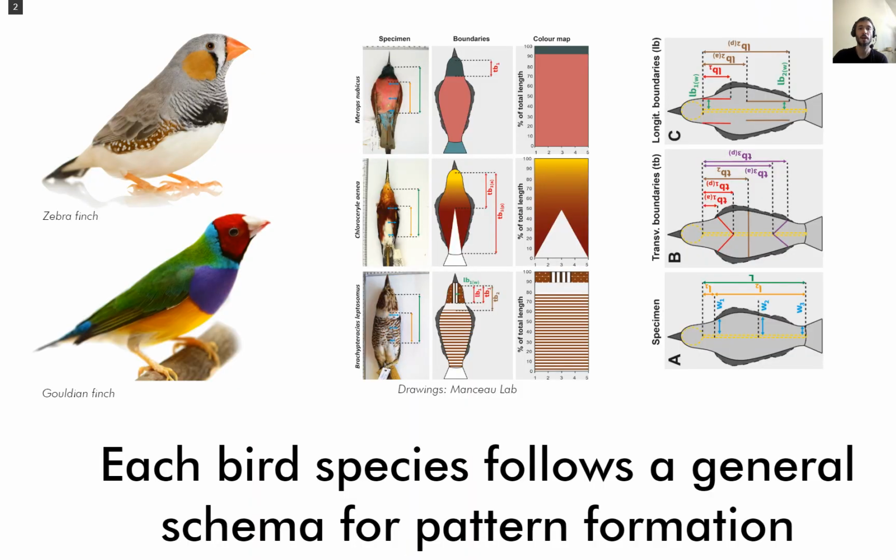But given the apparently overly complex coloration, how do we even make sense of it? It turns out that even though the appearance of birds is very diverse, their color patterns can be systematized in a color map. For example, the two finches that we see here, the zebra finch and the Gouldian finch, may look very different, but their coloration is roughly divided in the same domains, separated by borders of roughly the same shape.